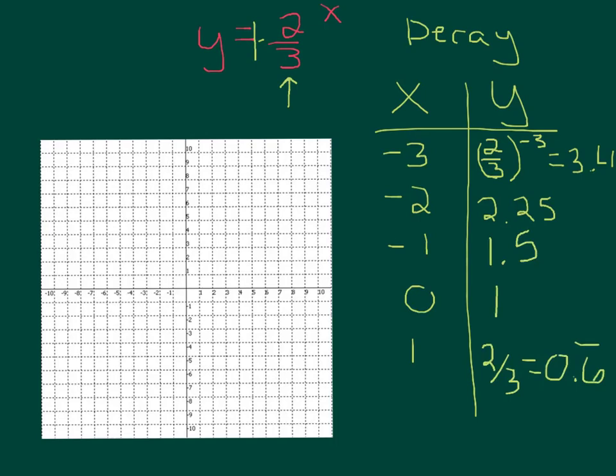So -3, up 3.4, -2, up 2.25, -1, up 1.5, 0, 1, and then 1, 2/3. So if we connect these and extend the line, and then we can extend the other way with an exponential decrease from left to right. So there's your full lesson on an introduction to the exponential function. Good luck!